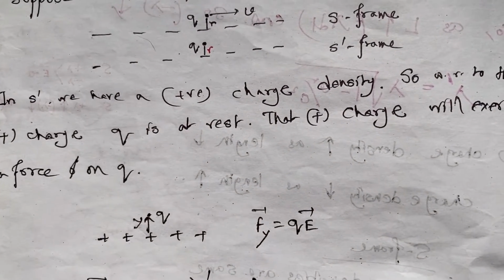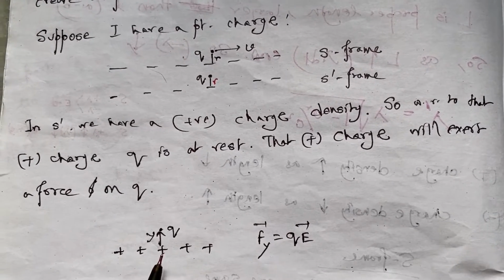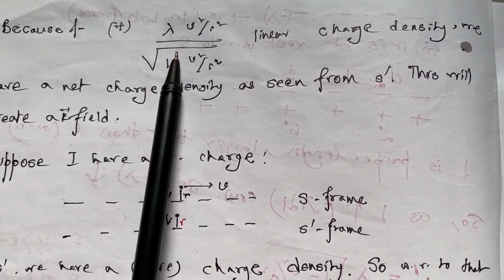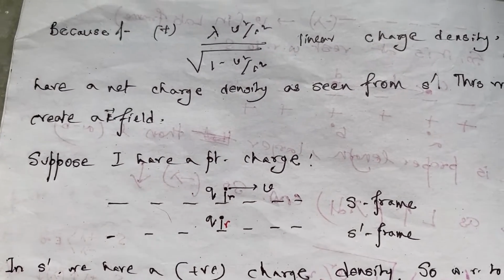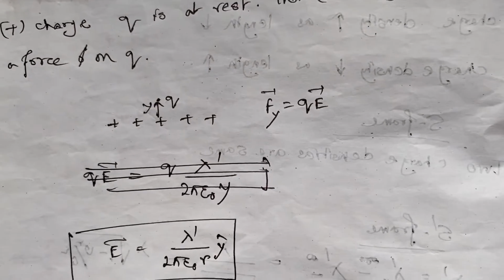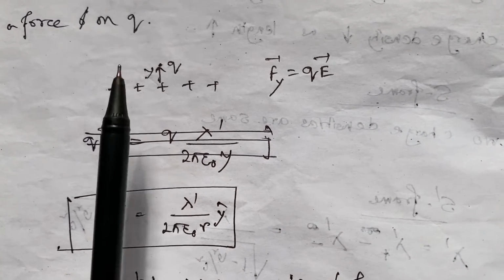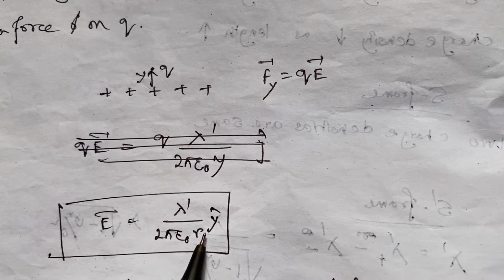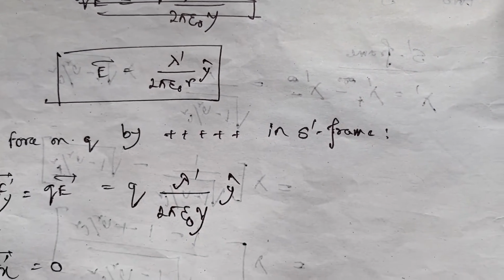And it is the electric field which exerts force on other charge present inside the field. So if we consider this q charge, this will experience a force towards this y direction because of this net positive linear charge density, which is lambda prime. So if the net charge density in the S prime frame is lambda prime, then in the y direction, the field produced by it is lambda prime by twice pi epsilon 0 r y hat. This is a very standard theory. For line charge, we have this kind of field.